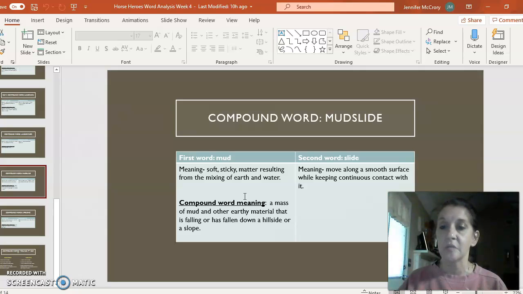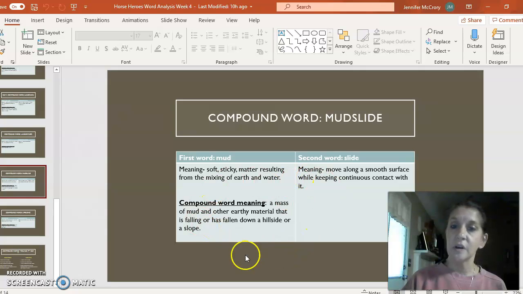My kids always love to play in it. Slide, second meaning. Well, it's to move along a surface while keeping contact with it. You've all slid across the ground. If you've played sports, baseball, football, you know you've gone sliding across that field. That's a familiar word. That's a familiar meaning.